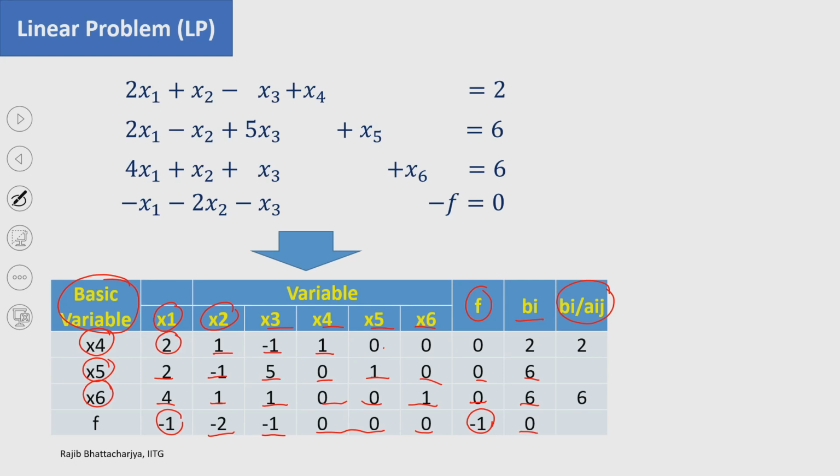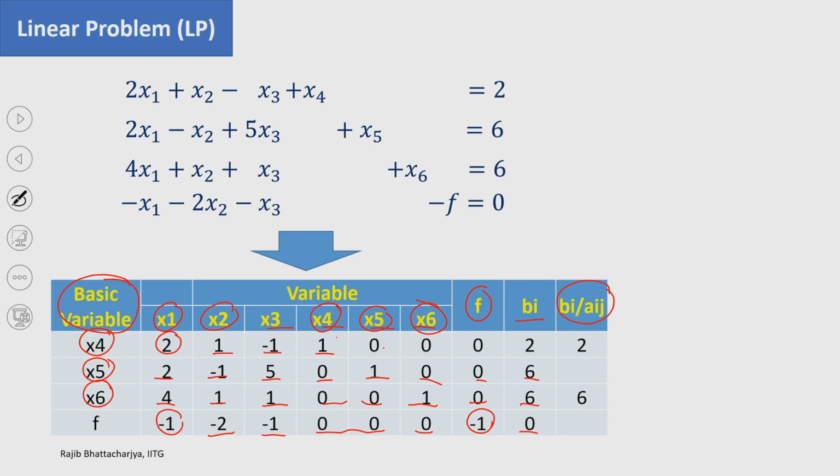Initially, what are the basic variables? The basic variables are x 4, x 5 and x 6. Why are they basic variables? Because the coefficient of x 4 in the first equation is 1, and for the other equations it is 0.